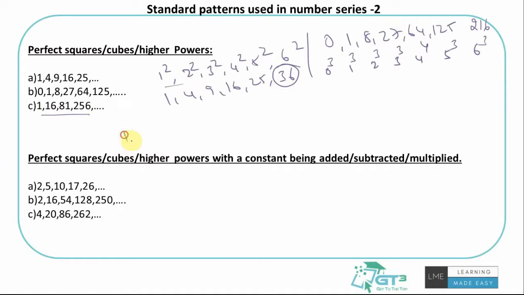This series is 1, 16, 81, 256. That is 1 power 4, 2 power 4 is 16, 3 power 4 is 81, 4 power 4 is 256. So next one should be 5 power 4, that should be 625.